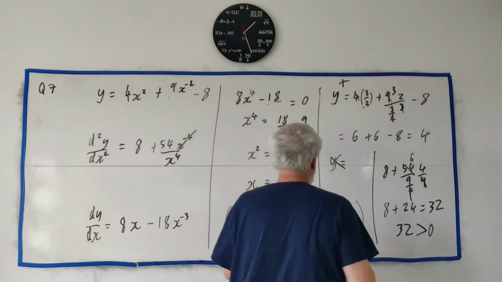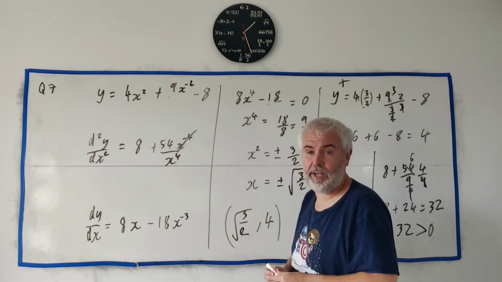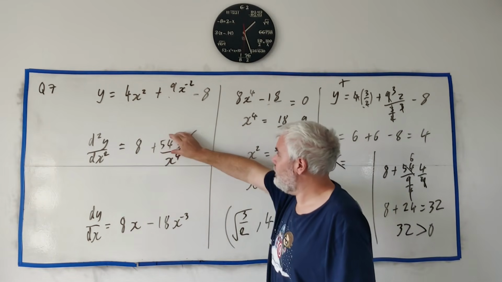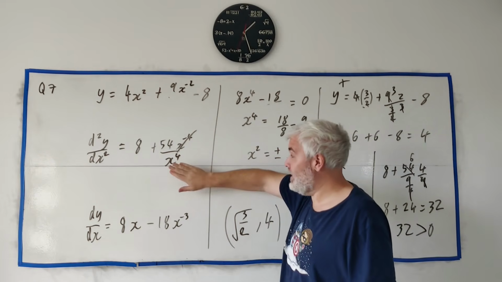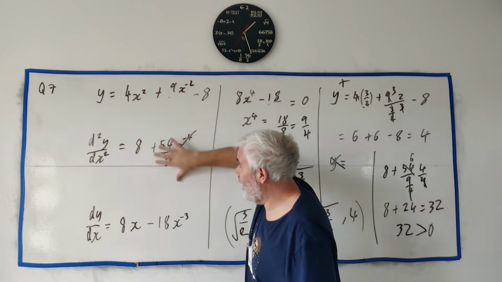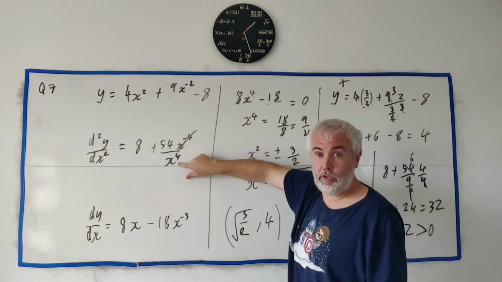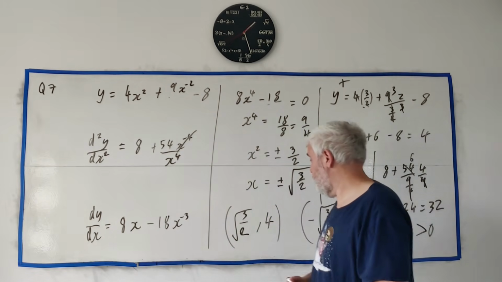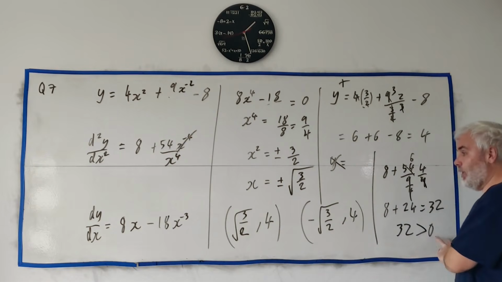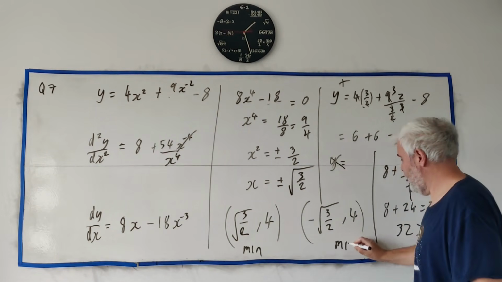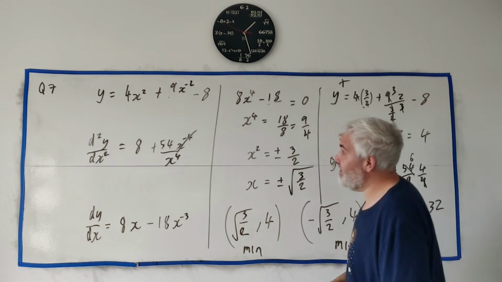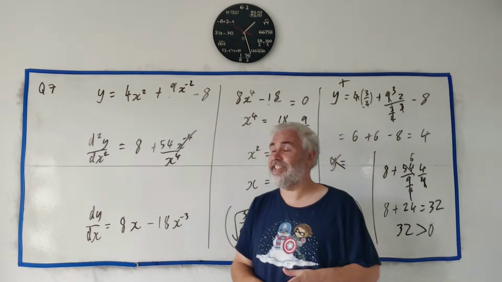But I knew already, from this one here, I know it's bigger than 0. 8 is bigger than 0. 54 is bigger than 0. And x, anything to the power of 4 is bigger than 0. This all has to be bigger than 0, no matter what we put in here. So, if the second derivative is bigger than 0, that has to be a minimum. That has to be a minimum. And that's the answer to question 7.